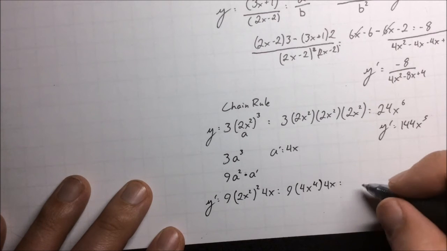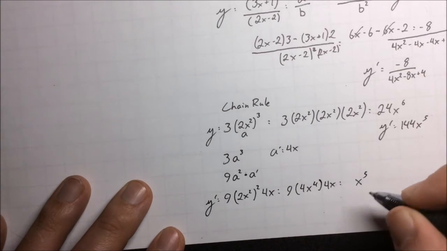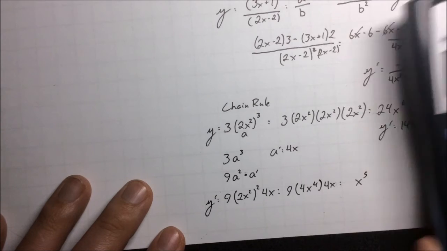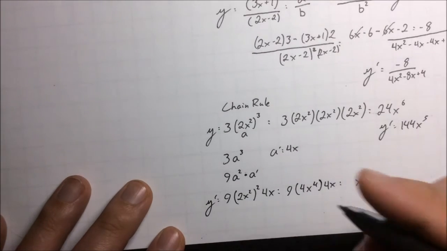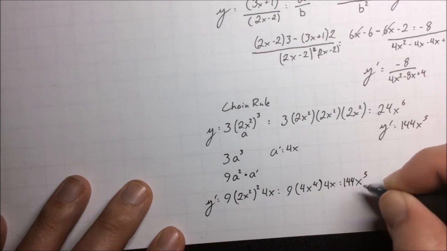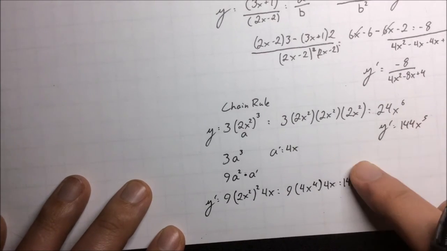We're going to have x to the fifth. I've got 9 times 4 times 4. 9 times 4 times 4 gives us 144. Alright, so that matches up right there.